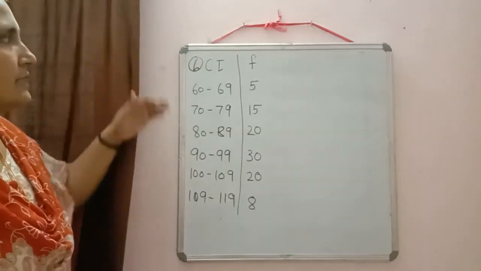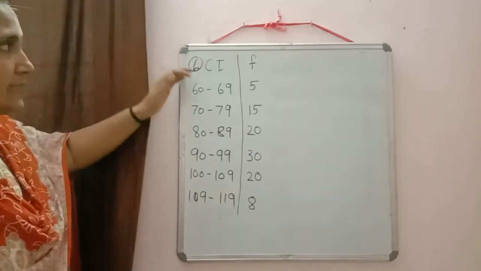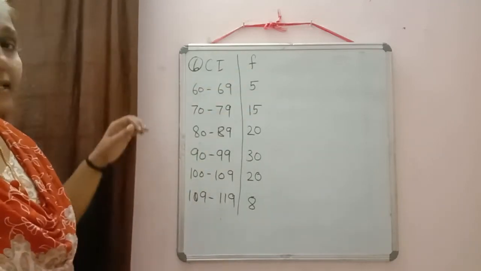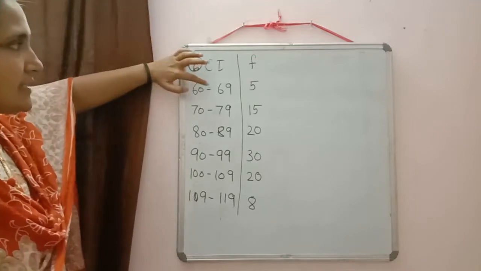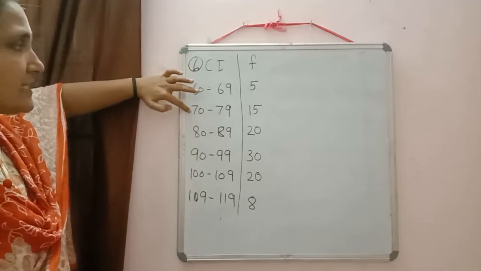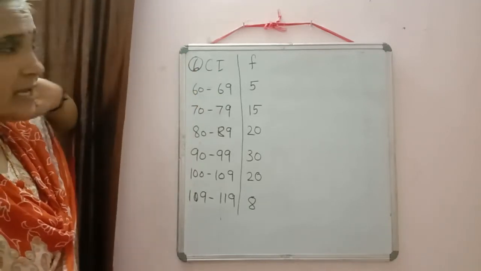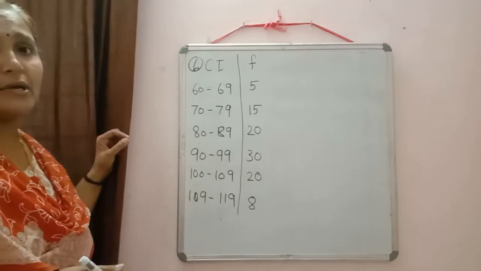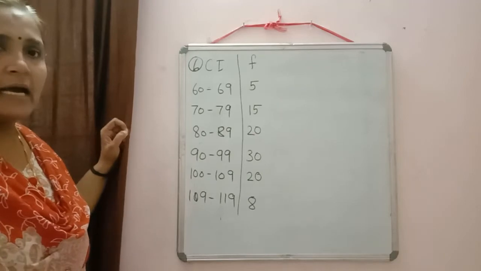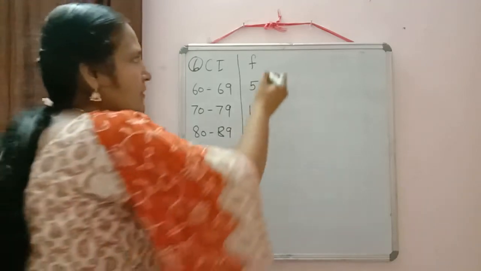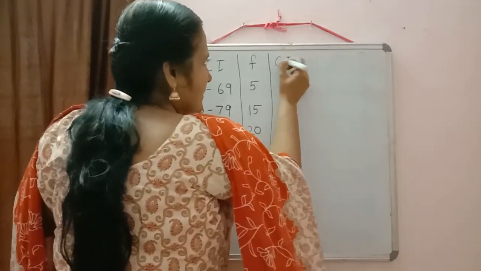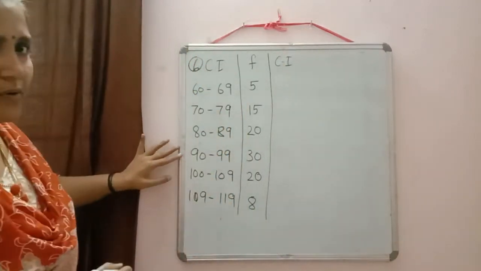Now all of you check the question. In this question, class intervals are given and frequencies are also given. But if you check the class interval, the first is 60 to 69, and the next does not start with 69. The next is 70 to 79. Means the class interval is not continuous. So first we have to make the class interval continuous. Before calculating the cumulative frequency, we can write down here the continuous class interval, or new class interval, which we are going to write now.